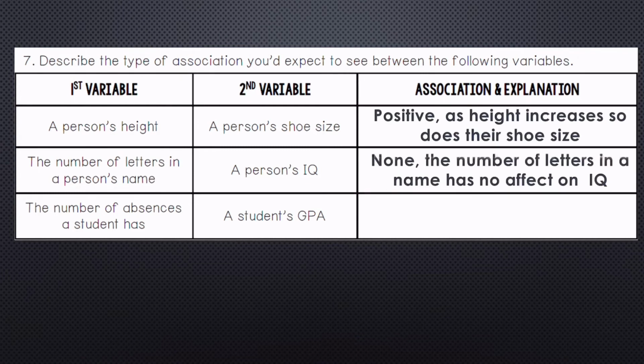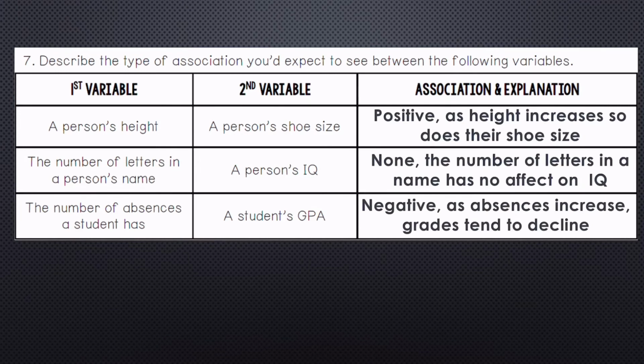Last, the number of absences a student has and a student's GPA. Well, that should signal something to you that, okay, if you're missing more school, right? So you're missing school, meaning the number of absences are going up. But what happens to your grade? It tends to go down. So one's going up, one's going down, so it's negative. Because your grades are going to decline because you're not there to learn the stuff.